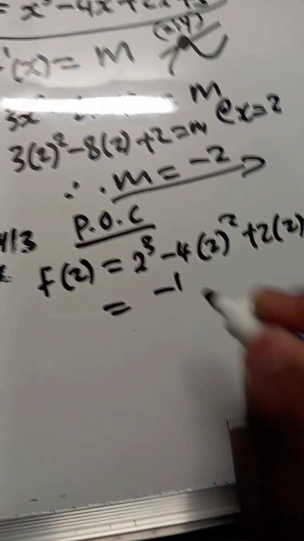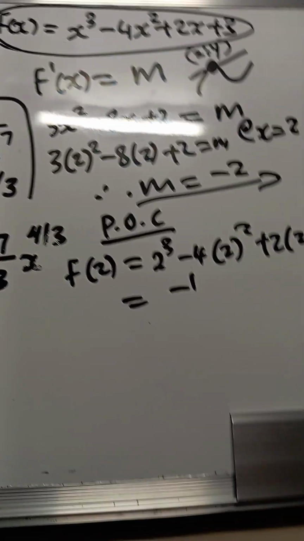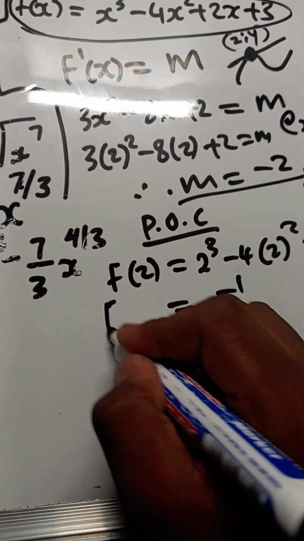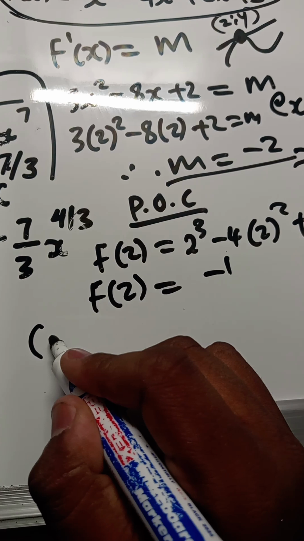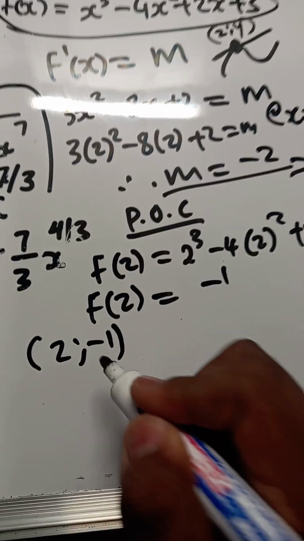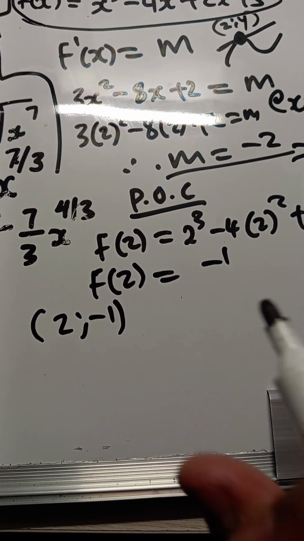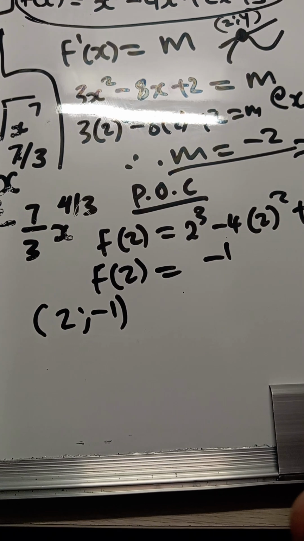Minus 1. So guys, you need to get used to not using a calculator. Yeah, in university there's no using a calculator. So now it means that my point is what? 2 and minus 1.